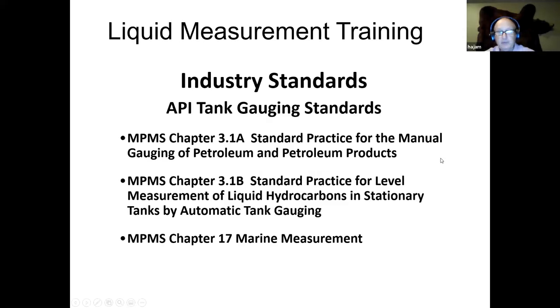Okay. So, industry standards. API has several industry standards pertaining to tank gauging. Tank gauging for petroleum and petroleum products is covered in 3.1A, and level measurement of hydrocarbon stationary tanks by automatic tank gauging is in 3.1B. So there are two separate standards, one for manual gauging and one for automatic tank gauging. It just so happens that the automatic tank gauging standard utilizes the manual gauging standard for verification. So you need to be aware of that.